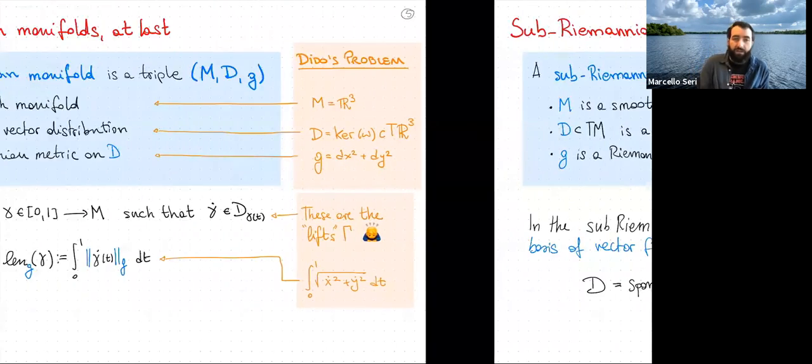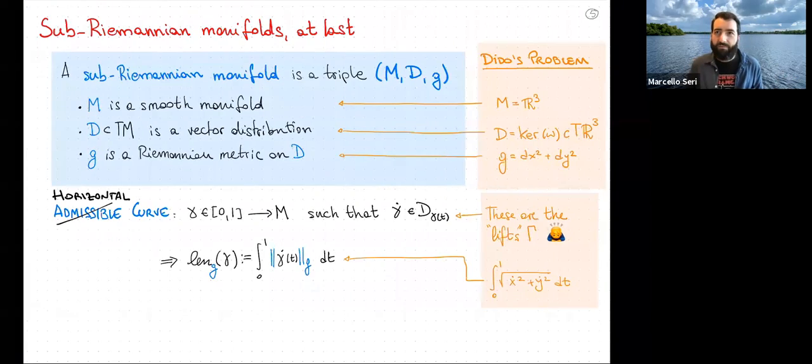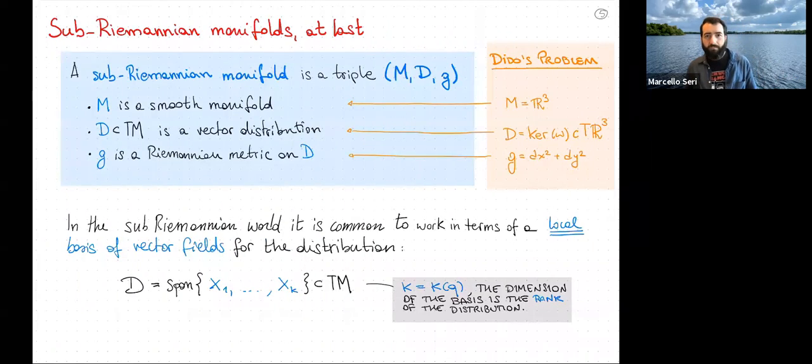And this curve that I've called admissible, they are usually called horizontal curves. And those are the adiabatic processes that I mentioned before. What you usually do to work with this is take a more convenient point of view, and this relates to the fact that sub-Riemannian structures are always equivalent to a free sub-Riemannian structure.